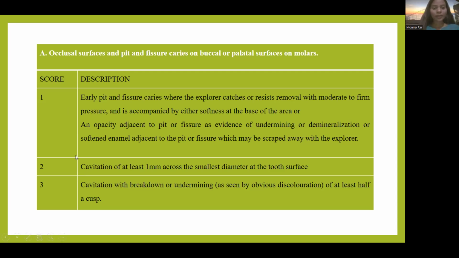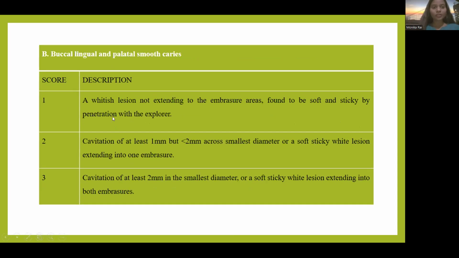Second, we have cavitation of at least 1 mm across the smallest diameter at the tooth surface. Third, we have cavitation with breakdown or undermining as seen by obvious discoloration of at least half of a cusp. This is for buccal, lingual and palatal smooth surface. So the description for score 1 is a whitish lesion not extending to the embrasure areas, found to be soft and sticky by penetration with the explorer.